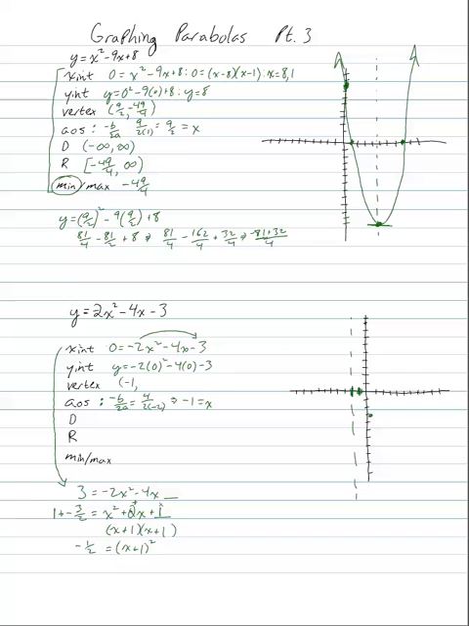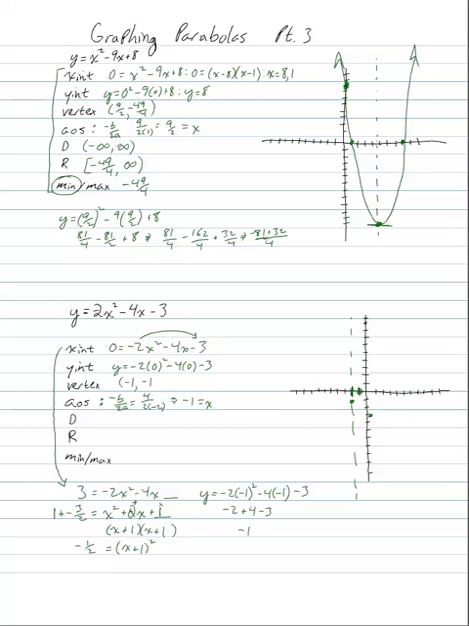Alright, so my vertex at negative 1, that means I need to know my y, so let's sub it in. So I'll get y equals negative 2 times negative 1 squared minus 4 times negative 1 minus 3. So negative 2 times 1 is negative 2, plus 4, minus 3. So negative 2 plus 4 is 2, minus 3 is negative 1. So my vertex is at negative 1, negative 1.